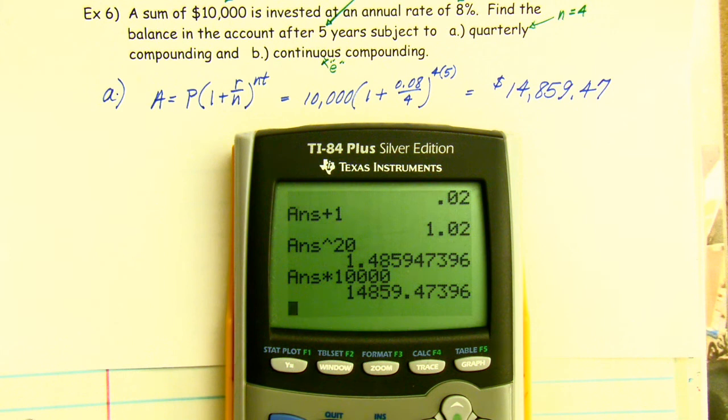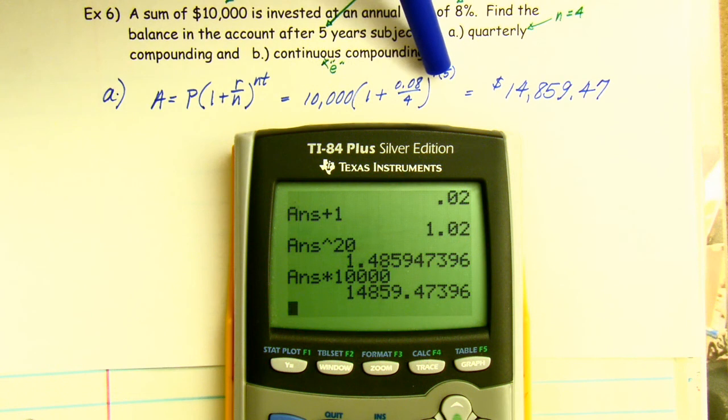Okay, so again, if you want to put this in the calculator in one fell swoop, you have to use a lot of parentheses. So personally, I think it's easier and quicker if you just do the little guy in the parentheses, add 1, then raise that result to this power, and then take that result and multiply it by 10,000.